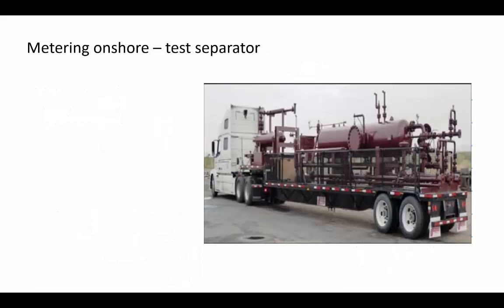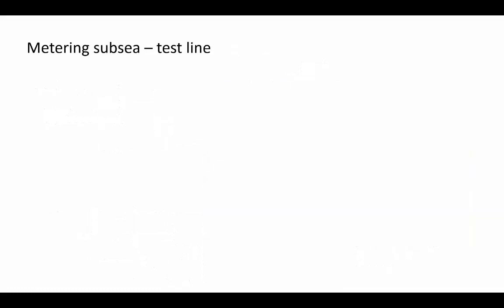Okay, we already discussed how the test separator looks like. And metering subsea, if we repeat the arrangement we had before, so we have our manifold module. Okay, let's maybe change the color.